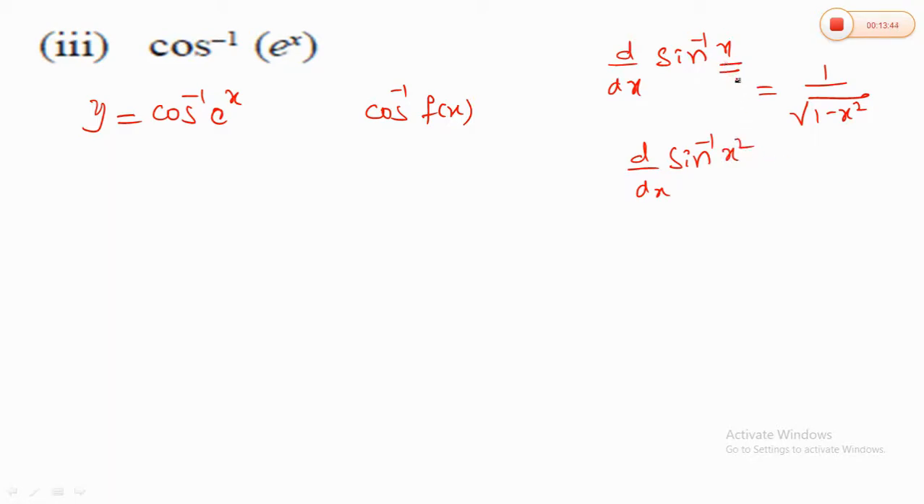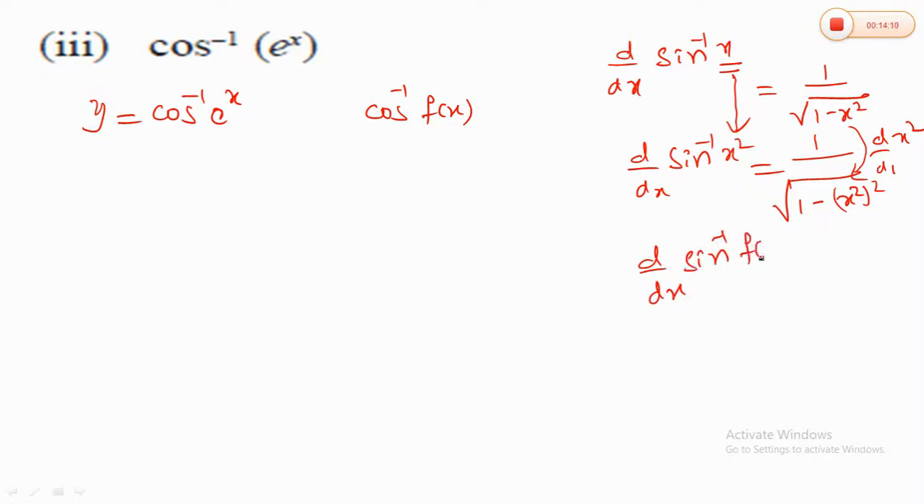So in place of x, it is x square. Therefore, this equals 1 upon root of 1 minus x square. So observe here, in the place of x square, it is x square and this whole bracket square. Then again differentiate d/dx of x square. So that is d/dx of sine inverse f(x). This equals 1 upon root of 1 minus f(x) square into d/dx of f(x).